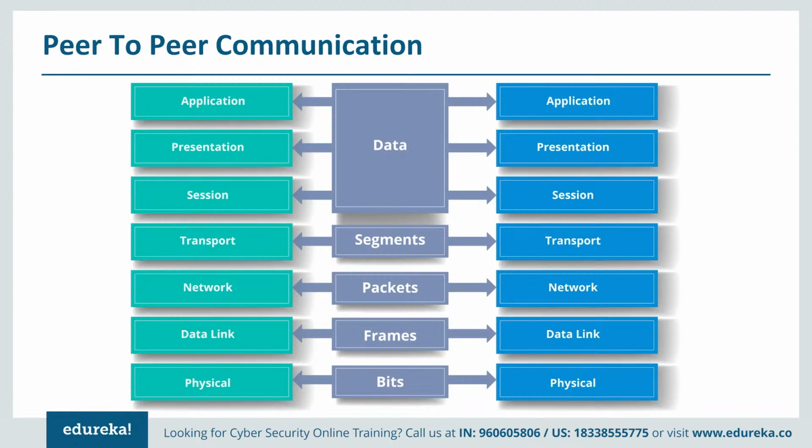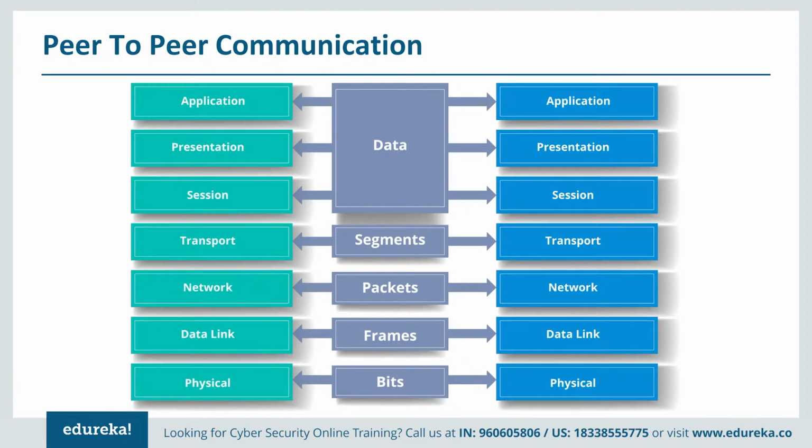This is the same as how peer-to-peer communication works. Physical layer can understand physical layer. Data link layer can understand data link layer, but the word is frames. The data link layer can only read and understand frames. The network layer is for packets, and the transport layer is for segments. And the top 3 layers are considered as data. This is the OSI model.